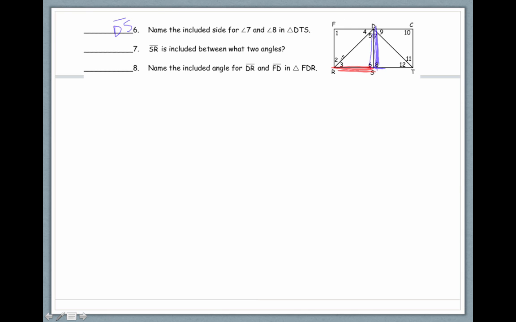So it's included between angle 3 and angle 6. You could have really said it was included between these two as well, but we don't have a name for that one. We only have a name for this little one, so 3 and 6.